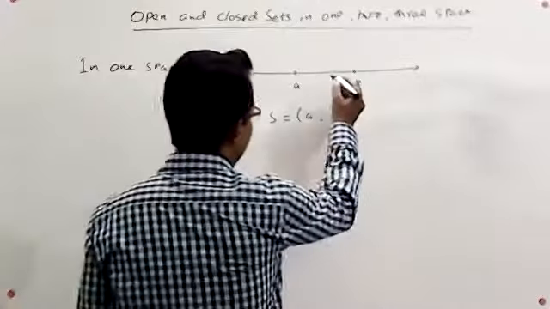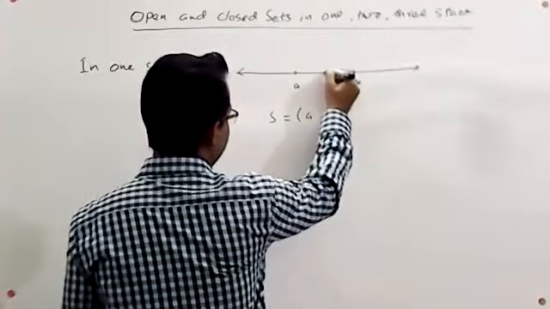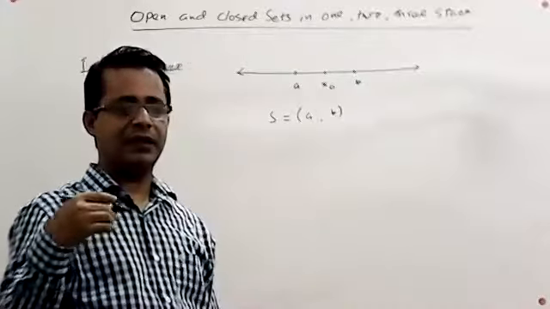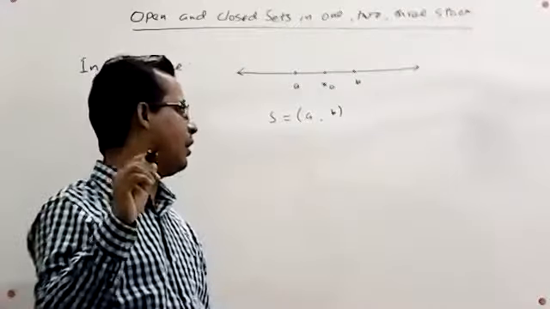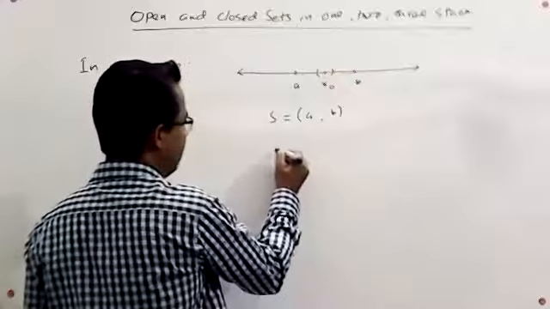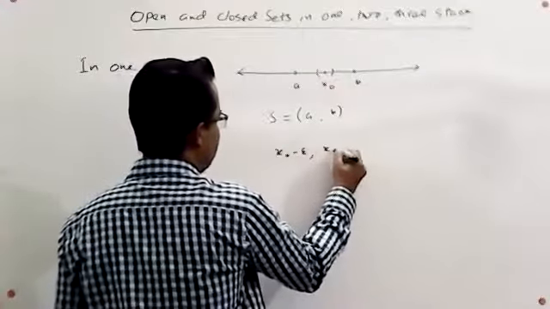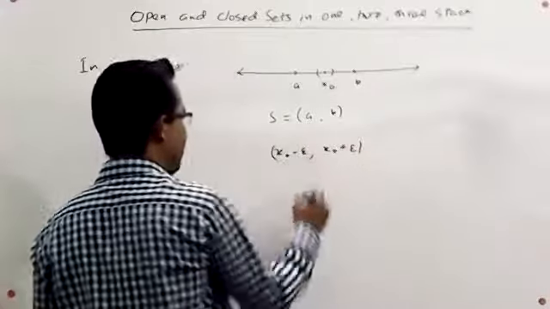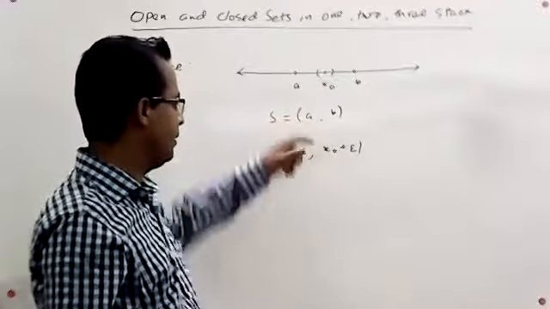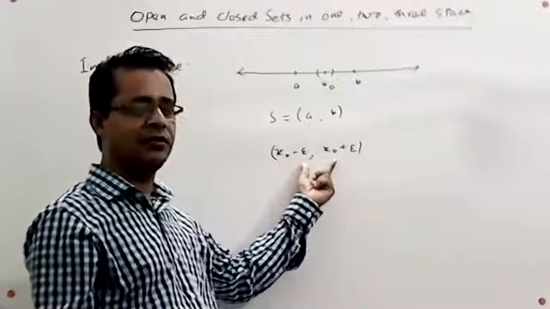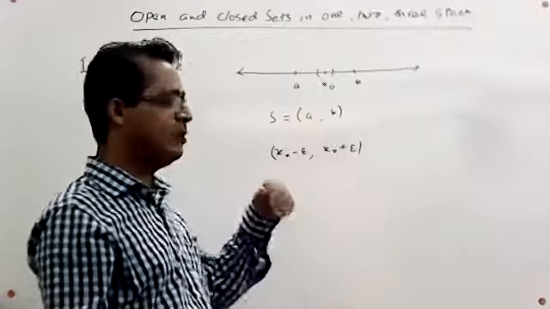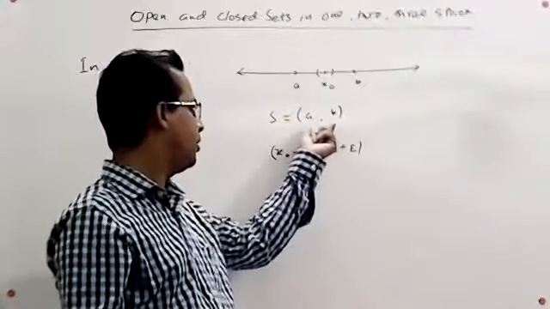Let an arbitrary element of this set be x naught. If we make a neighborhood around x naught, we will get such type of interval, which is denoted by x naught minus epsilon to x naught plus epsilon. And we clearly see that this interval lies in this open interval A to B. And it is true for all elements in between points A and B.